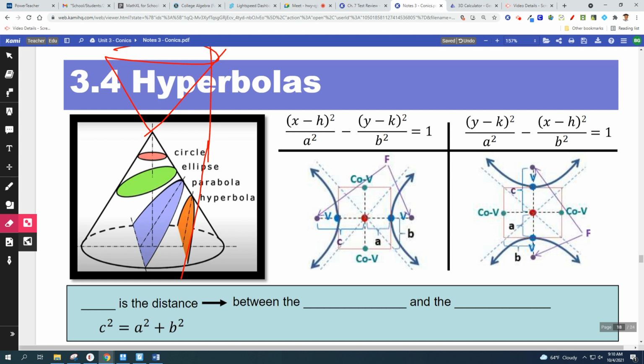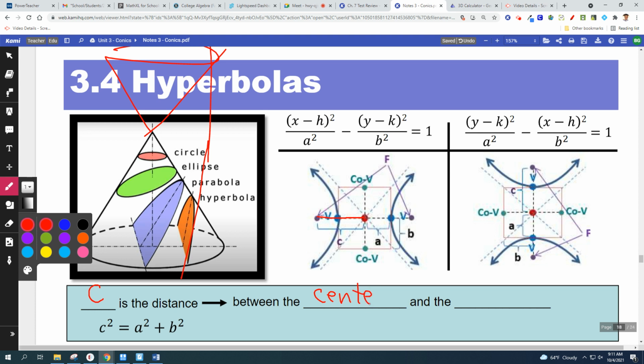And when you look at this, you have to notice that this distance right here is C. They're trying to show you in the picture, but I think it's really hard to get out of that picture. But we still have focus points, just like we did with the ellipse. And C is going to be the distance between the center and the foci, or the focus points. So you've got this distance right here. Here's a focus, and here's the center of this. And C is that distance.